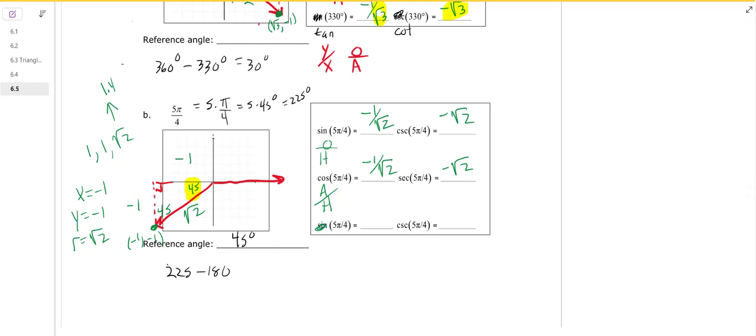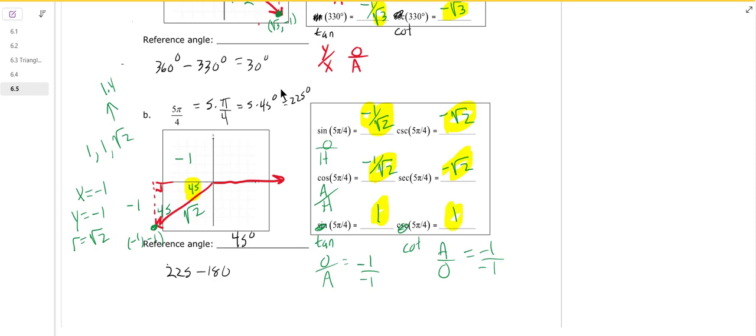Okay, the next one's a tangent. So tangent's opposite over adjacent. Opposite the 45 would be the negative 1. Adjacent would be another negative 1. So we just get negative 1 over negative 1, so that's positive 1. And then the cotangent is adjacent over opposite, so you would get the same answer. It's just the reciprocal. So see, you can use reference triangles and reference angles to find the exact values of these trig functions.